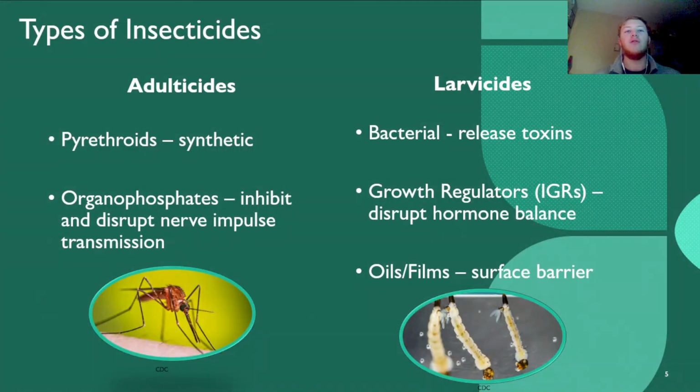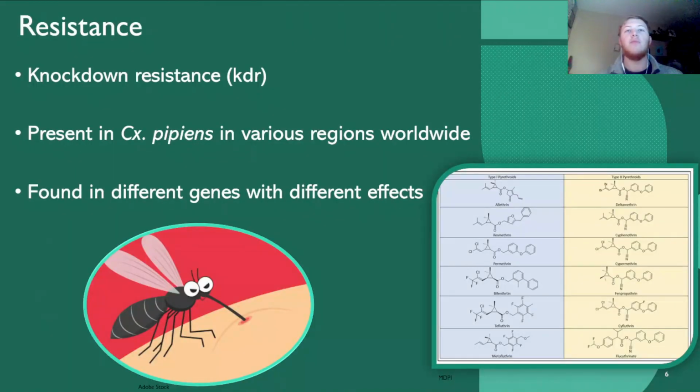Some ways to control these mosquitoes are through insecticides like adulticides or larvicides. Some common adulticides are pyrethroids and organophosphates, which target the nervous system and cause paralysis in the mosquito. Larvicides work differently, with bacterial larvicides being ingested and releasing toxins in the mosquito after being placed in the water where they are. Growth regulators disrupt hormone balance, and oils or films can be placed on the surface of water to suffocate the mosquitoes. A problem with insecticides is that they can cause resistance.